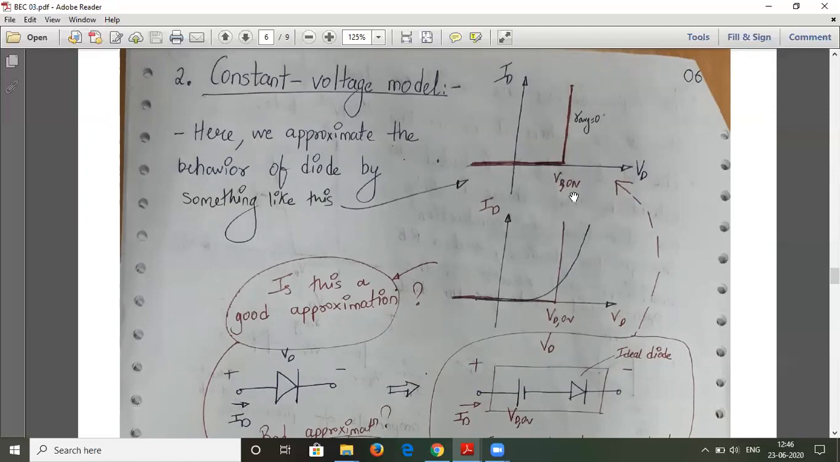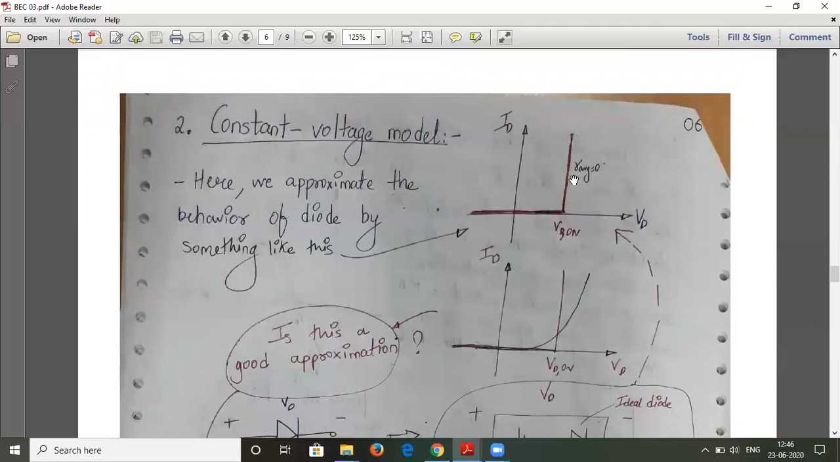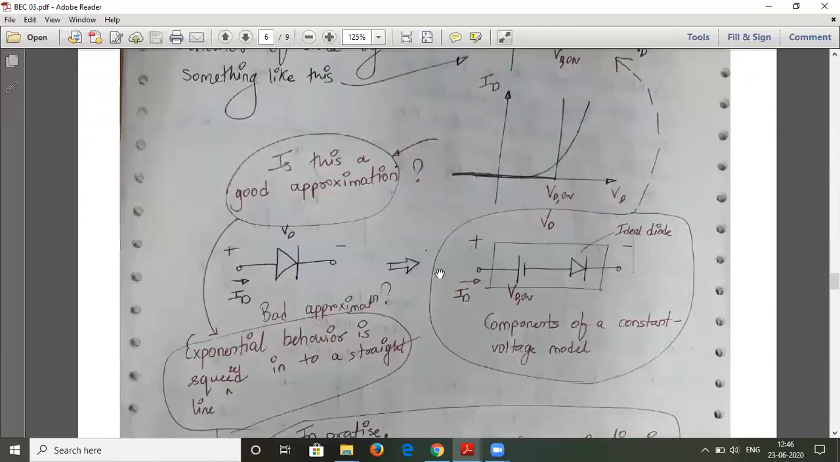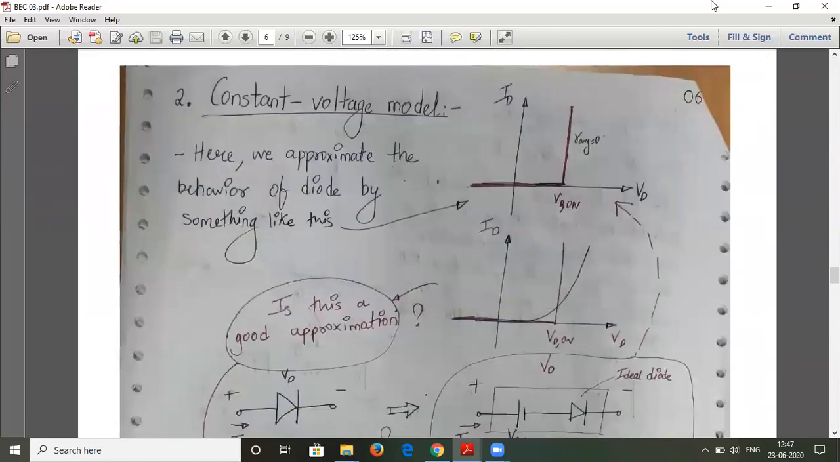Let's say VD on is 0.7. Whenever the anode voltage is greater than the cathode voltage by 0.7, the diode will be turned on. And when the diode is on, it is replaced by this VD on and a short circuit. This is the ideal diode, so when it is on, it is replaced by a short circuit. The diode is off if the external voltage VD is less than VD on. These are the two key points in the constant voltage model, and we will be using it explicitly throughout our analysis of the clamper circuit.